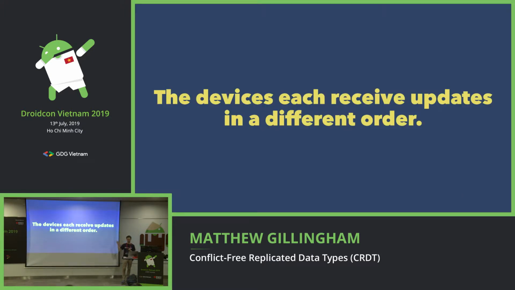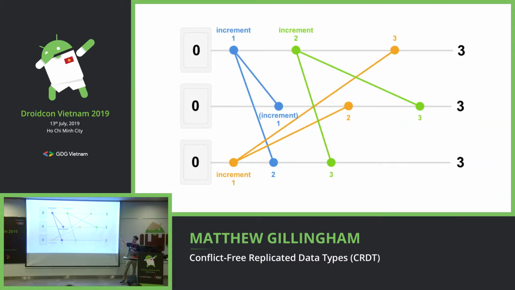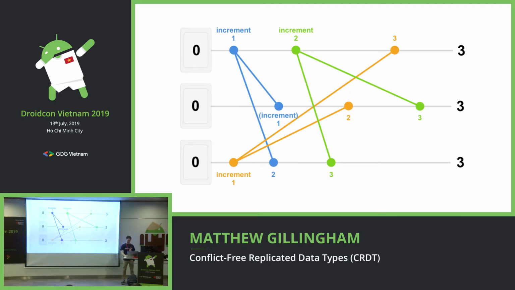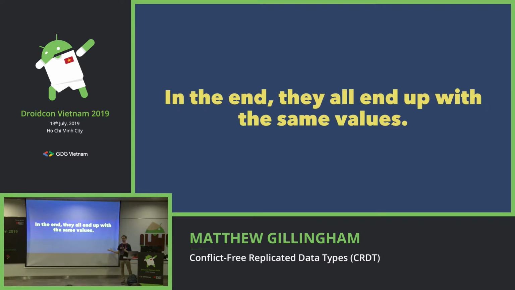Just to reiterate what I just said, in this model, each one of these receives those commands in a different order. They do not, in time, have the same values, but at the end they do. And that's what we care about. At the end, when all of the operations are there, will they all have the same values in the mathematical sense?